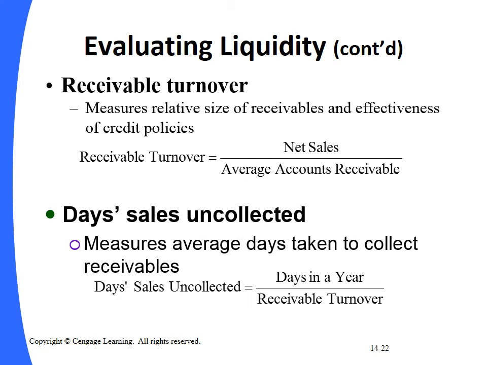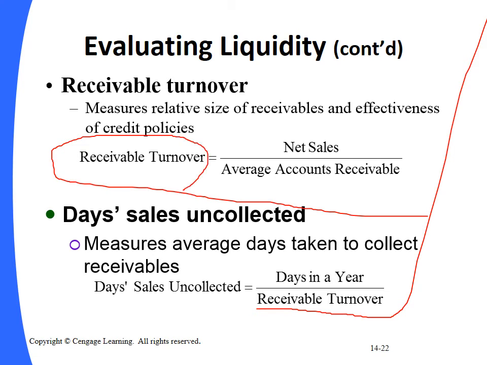Days sales uncollected uses this receivable turnover that you've calculated up here, and uses this information to figure out how many days have gone uncollected. So let's say that your policy is that you like to collect your accounts receivable every 30 days, and that's how long you give your customers to pay. And the days sales uncollected is 35, then that's not a good sign. That means that you've got too many accounts receivable outstanding.